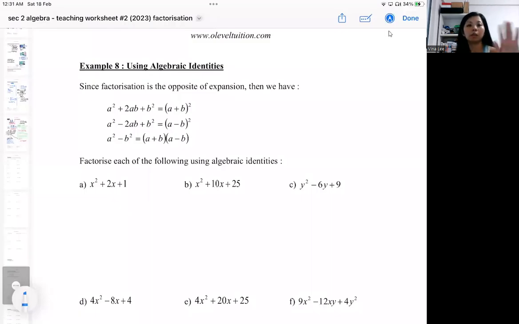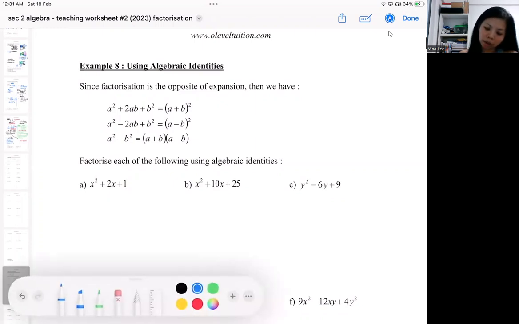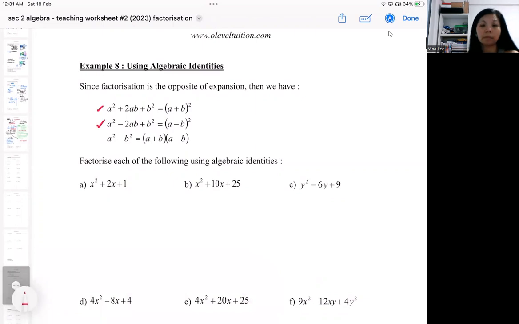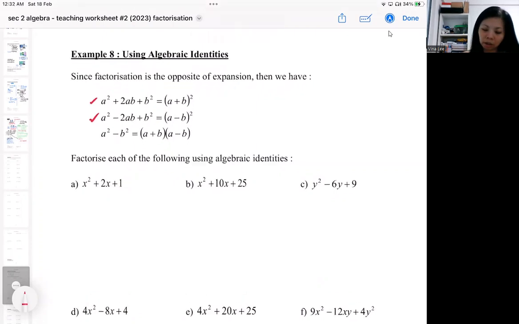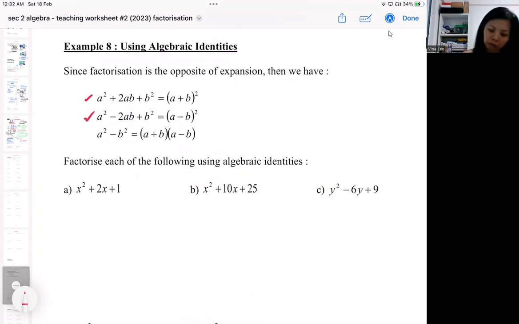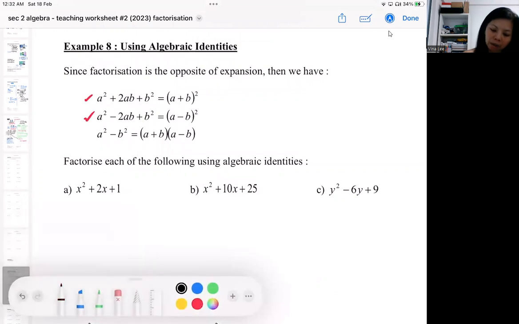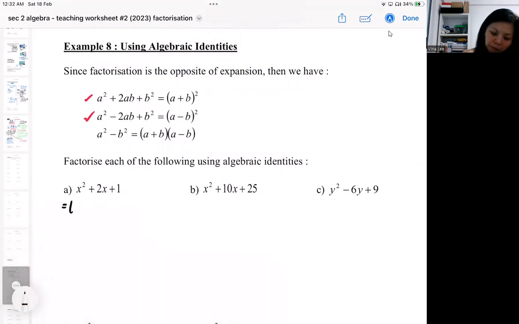Okay, so previously we already looked at a squared minus b squared. So right now we're going to change our attention to these two formulas. If you're going to factorize using these formulas, you've got to be very good at observing.